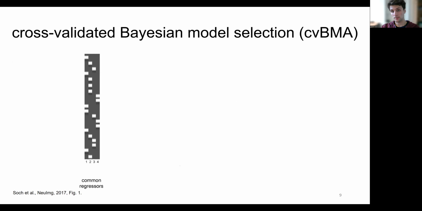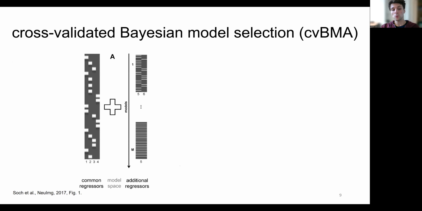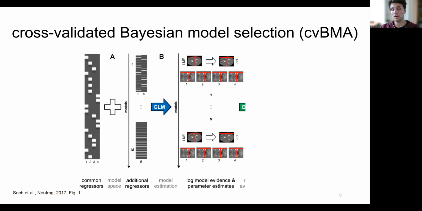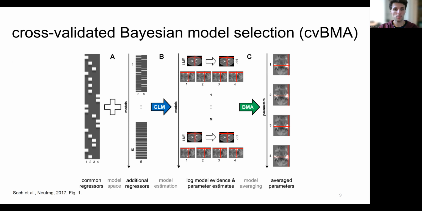So if we have a set of common regressors to which different sets of additional regressors are added to constitute a model space, we use GLM estimation to come up with parameter estimates for the common regressors, as well as posterior probability maps. And then we can perform Bayesian model averaging to calculate average parameters for the common regressors.